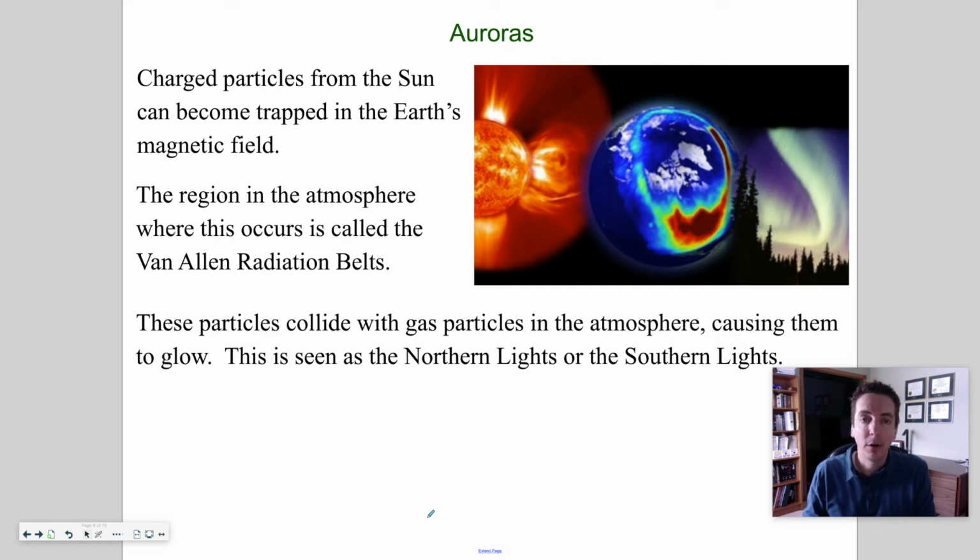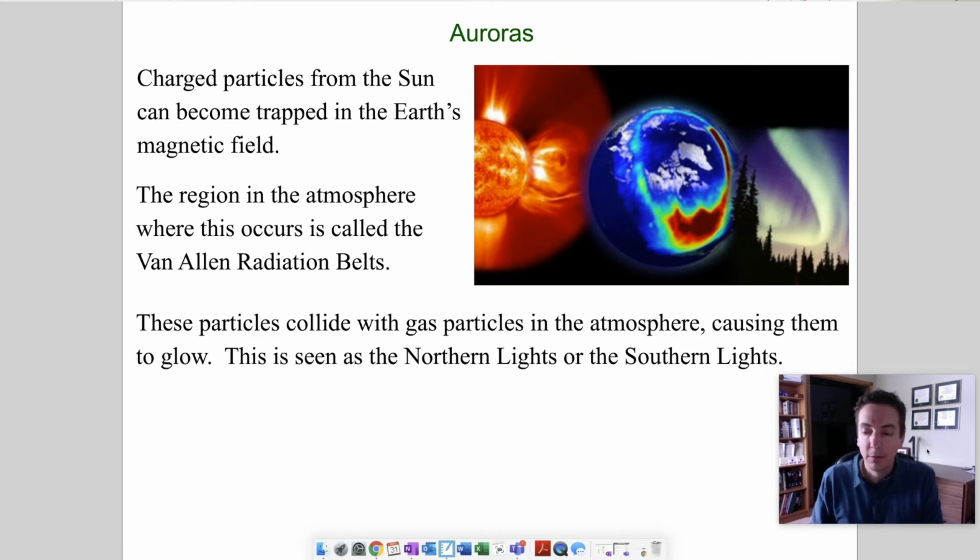Charged particles from the sun get trapped in Earth's magnetic field. They spin around in helical patterns, and when they hit the region of the atmosphere that contains gases, they will excite those gases and cause them to glow, just like in a cathode ray tube.